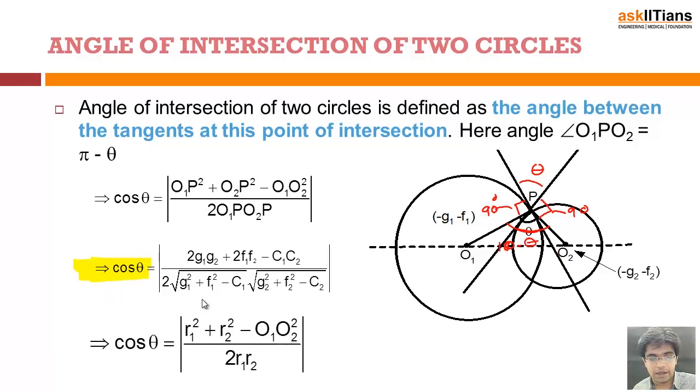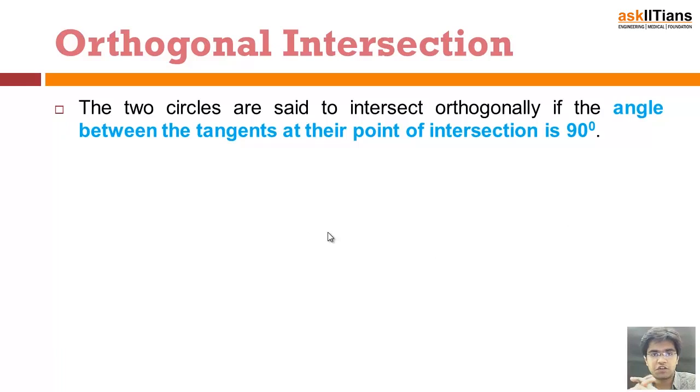Now I can also say, the same thing, that O1P square is R1 square, O2P square is R2 square, minus the distance between the centers squared, divided by 2 R1 R2. That means whatever angle the circles are intersecting at, you can find it by this method. But we have a special condition, which is orthogonal intersection.